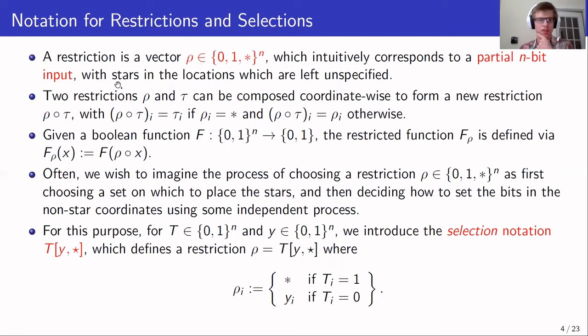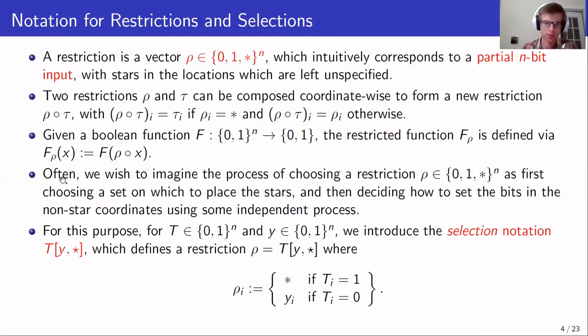Two restrictions can be composed coordinate-wise in the natural way. Essentially, you take your first restriction, look at all the locations where it has stars, and you set those locations using your second restriction. And from a Boolean function, we can define the restricted function in the natural way, where if we want to look at the restricted function's value on x, we go ahead and take x and use it to fill all the locations that have stars in rho.